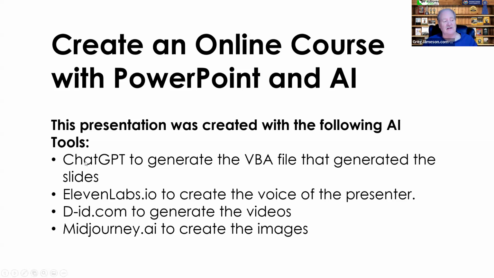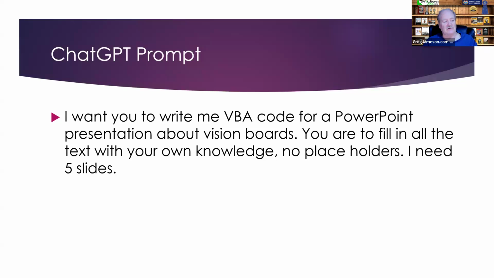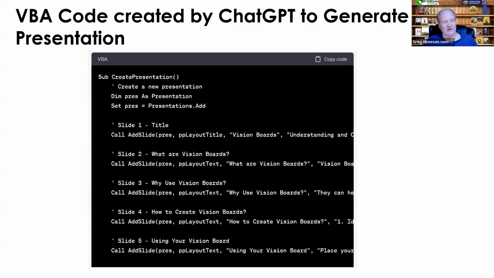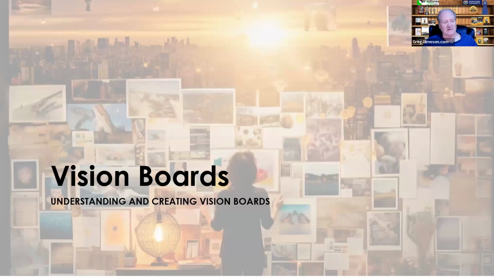I've got a couple slides here where this whole thing was created with AI. Basically what I did is I asked ChatGPT to generate a VBA, which is Visual Basic file, to generate the slides. And then I used 11 Labs to create the voice of the presenter. I used D-ID to generate the videos and Midjourney to create the images, and the whole thing came together. This was the prompt that I used. It basically said, create 5 slides about vision boards, writing the VBA code. This is the code that it created. I went to run the VBA code inside of PowerPoint, and this is the presentation that was created using that.